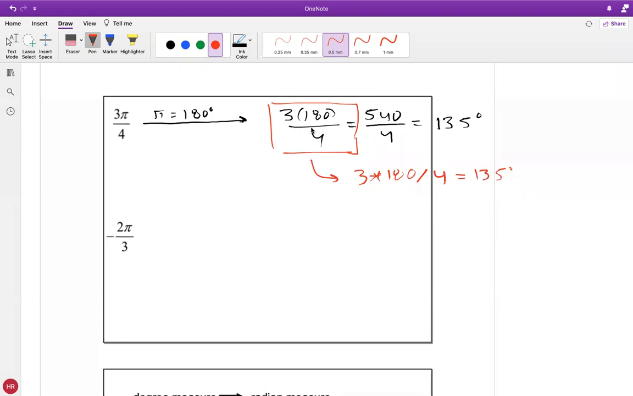You can ask yourself if it matters if you divide by 4 first and multiply by 180. You can try it both ways and you get the same answer. I won't spoil a surprise for you.